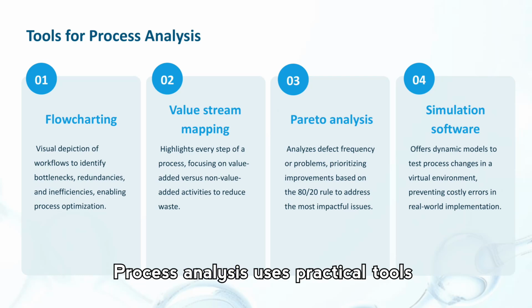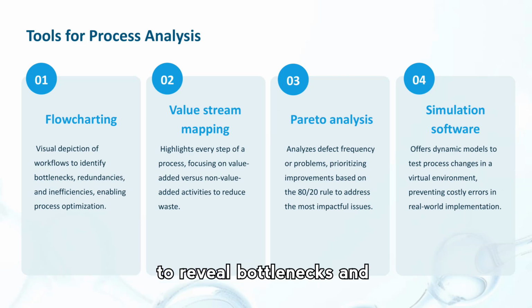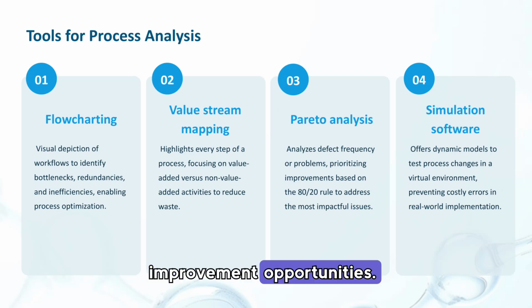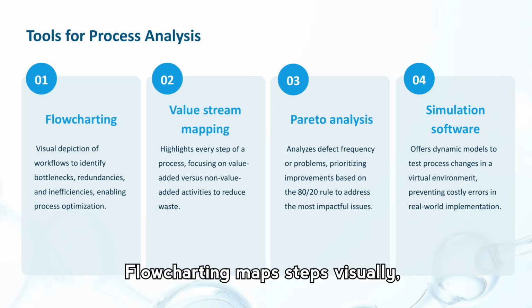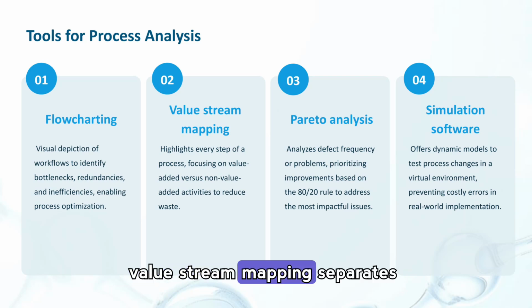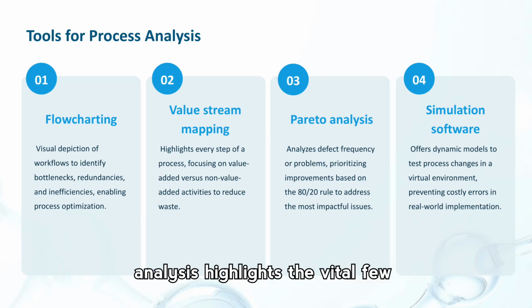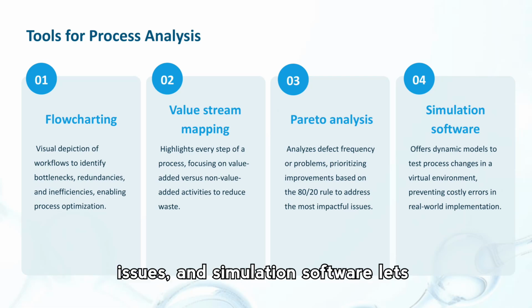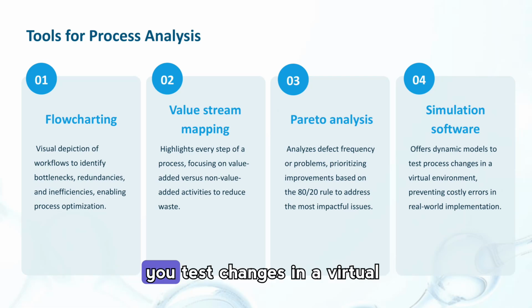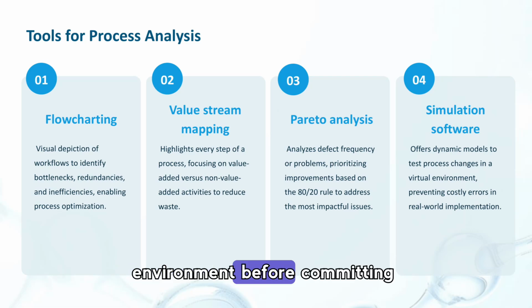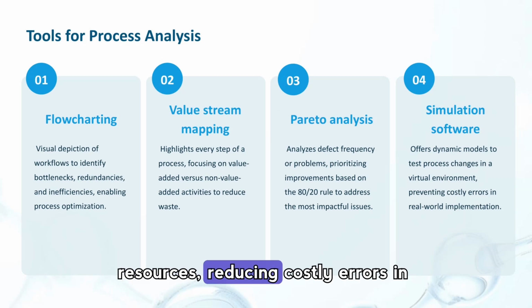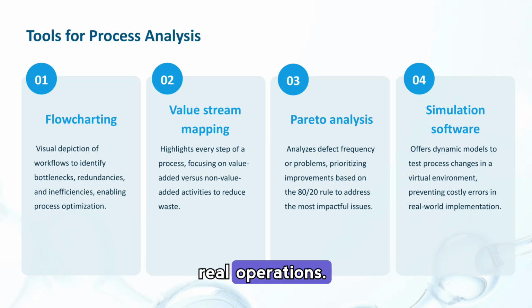Process analysis uses practical tools to reveal bottlenecks and improvement opportunities. Flowcharting maps steps visually. Value stream mapping separates value added from waste. Pareto analysis highlights the vital few issues, and simulation software lets you test changes in a virtual environment before committing resources, reducing costly errors in real operations.